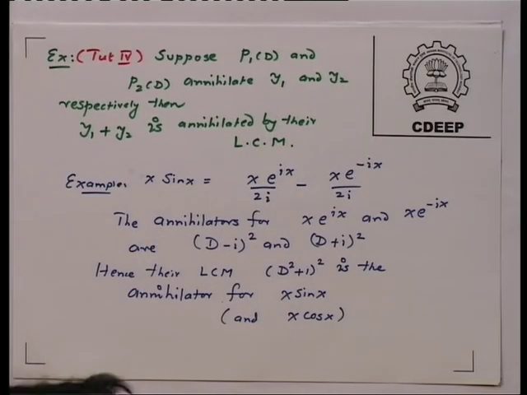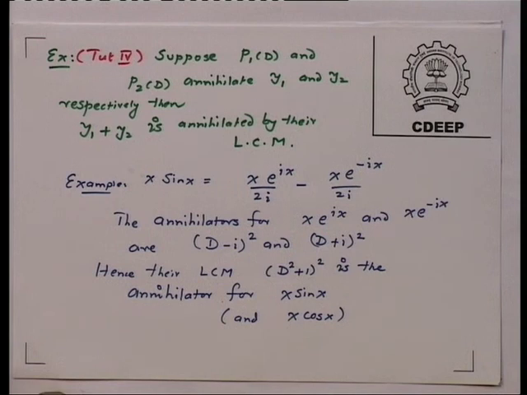So here is an exercise for you, tutorial sheet number 4. Suppose P1(D) and P2(D) annihilate y1 and y2 respectively, then y1 plus y2 is annihilated by their LCM. Prove this. It's very easy to do this.